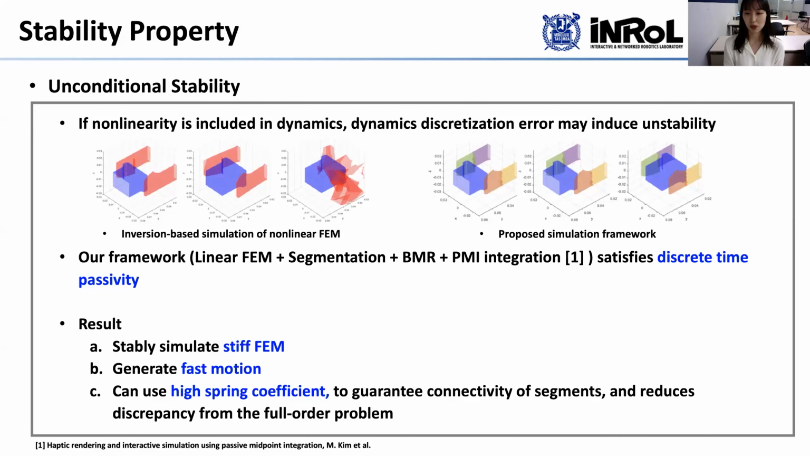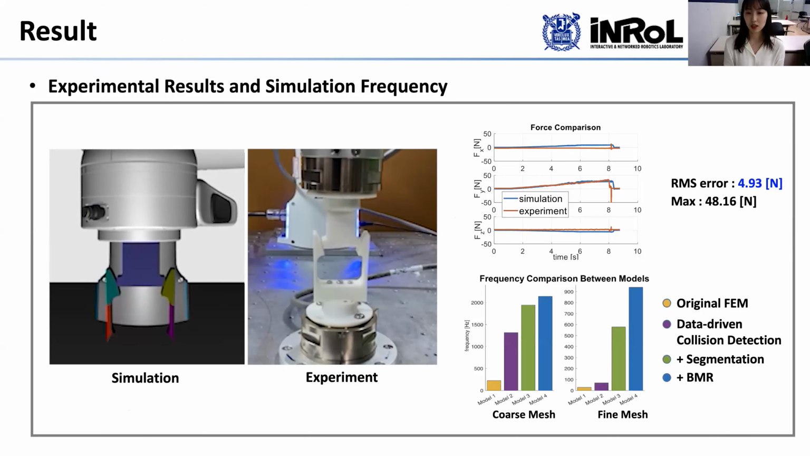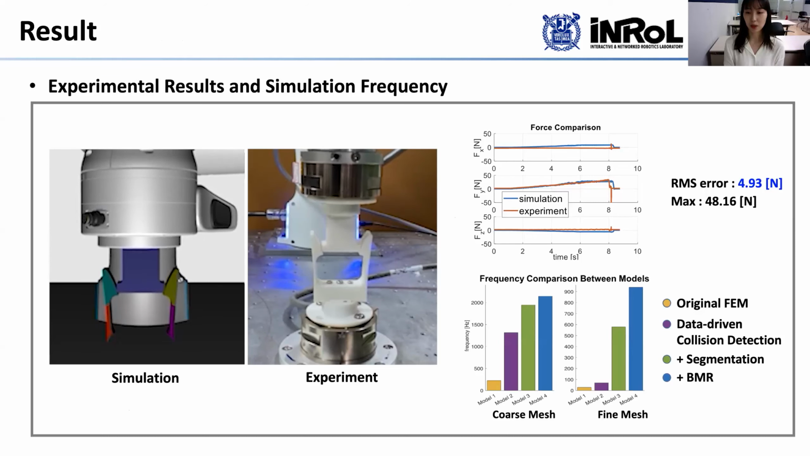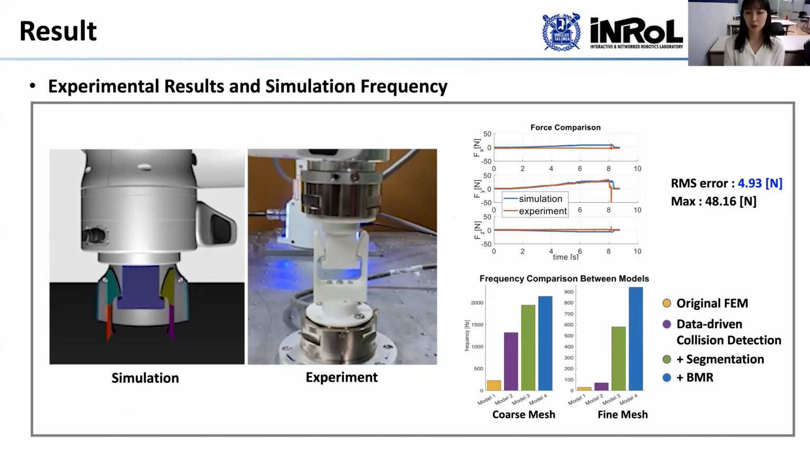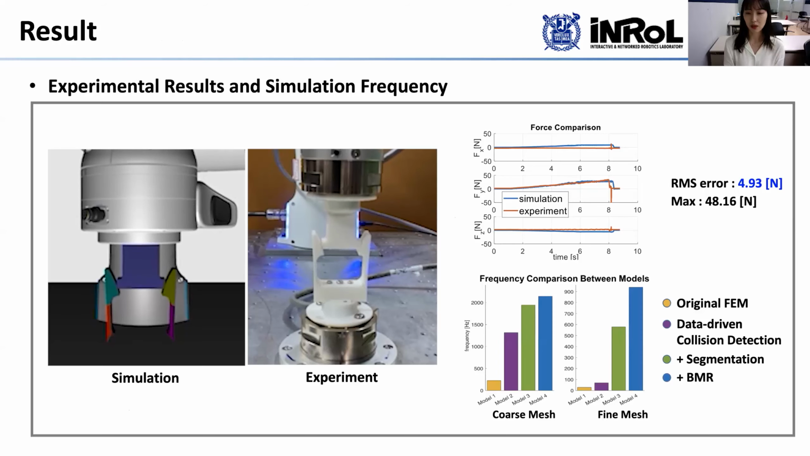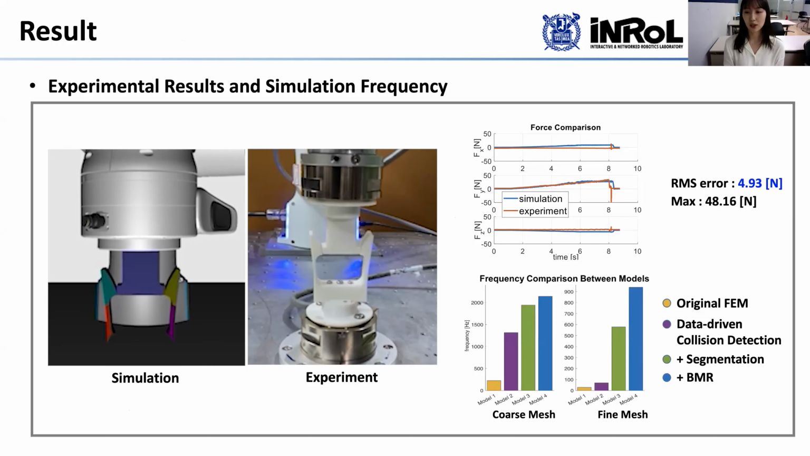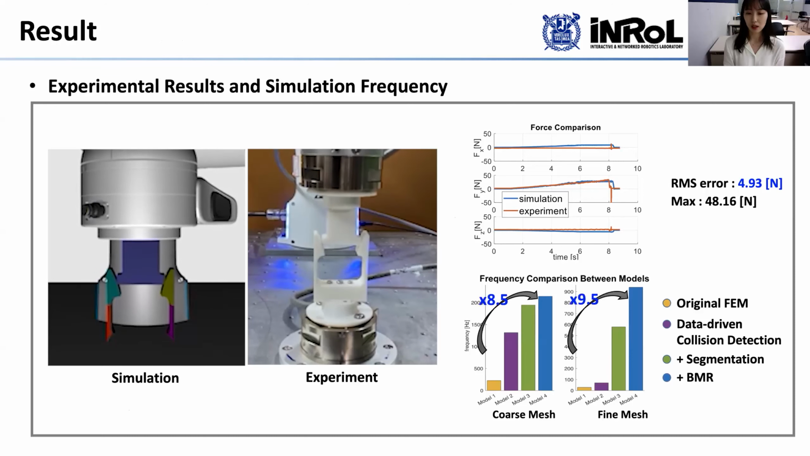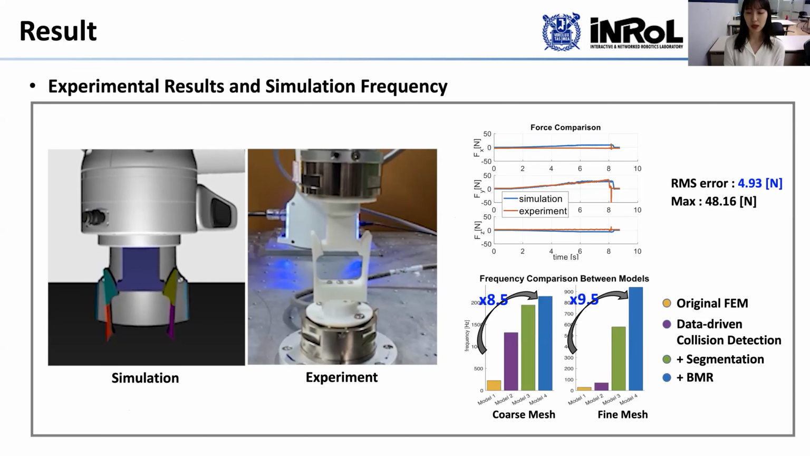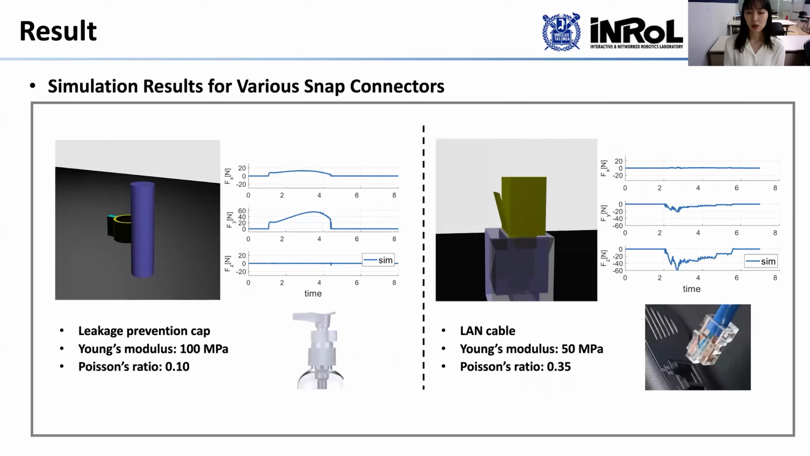Additionally, it makes it able to use high spring coefficients to guarantee strong connectivity between segments and reduces discrepancy from the original problem. We validated the accuracy of our framework by comparing the reaction force with that of the experiment. As a result, RMS error of the force was 4.9 Newton, and the frequency has improved about 8.5 to 9.5 times from the baseline simulator. Also, we tested the framework with various geometries and material parameters, and it could robustly simulate different snap connectors.